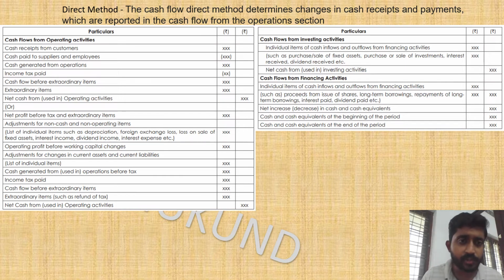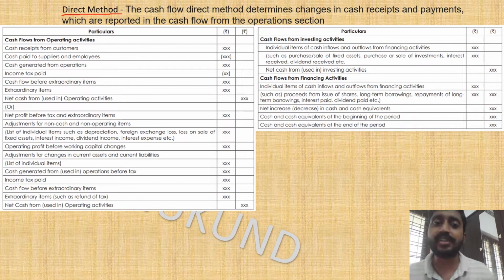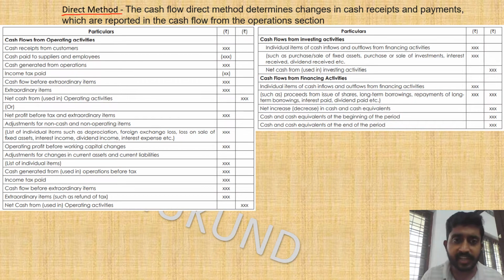Here we are going to see the direct method. What is the direct method? In the direct method, the cash flow is determined by changes in cash receipts and payments that are reported in the cash flow from operations section. The cash flow statement will have three sections. The first is cash flow from operating activity, the second is cash flow from investing activity, and the third is cash flow from financing activity.